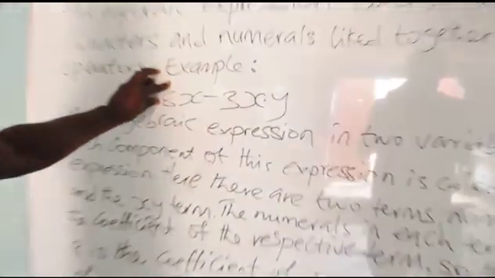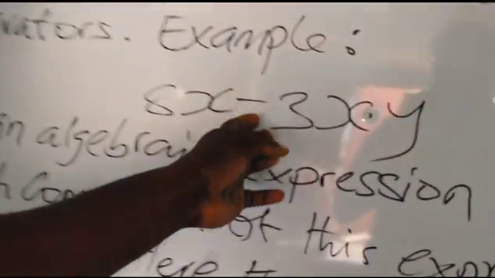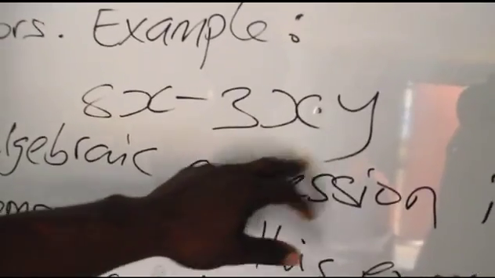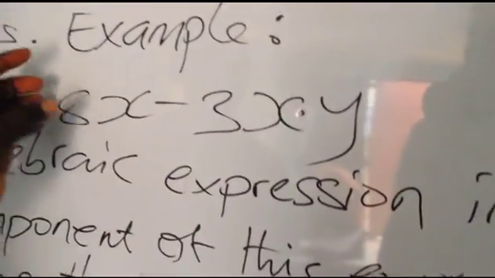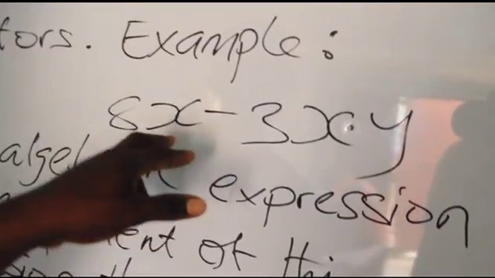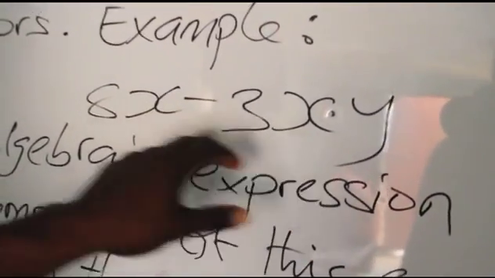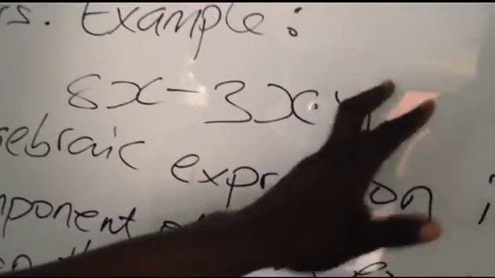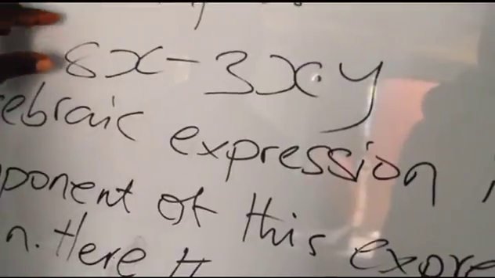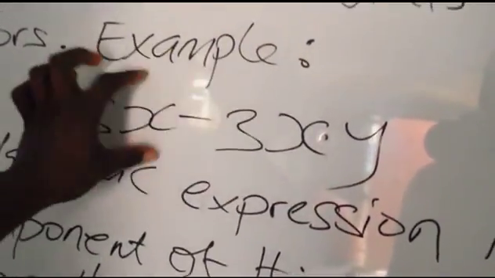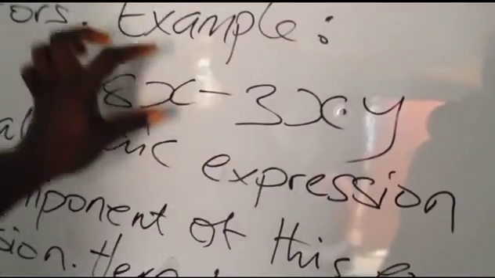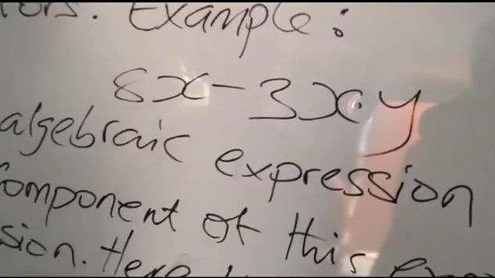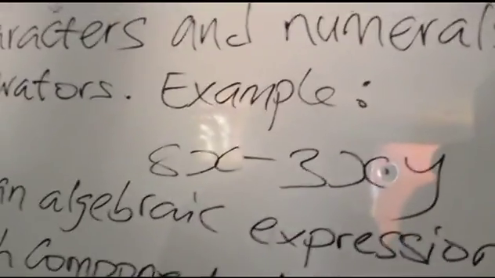So if you look at this place now, you notice that we have 8x minus 3xy. So this x is the variable, while the x here is also the variable, and y here is also the variable. So what we have here now is two variables, because this x and this x are like terms, so they are known as one, while this y is a different term, which is the y variable. And these numerals attached to these variables are known as the coefficients of the terms. The variables are the terms, and the numerals attached to them are the coefficients. So let's go to the next thing.